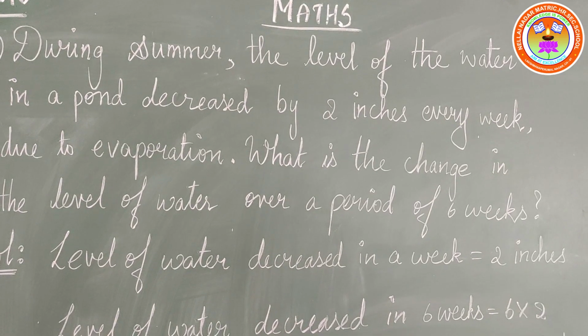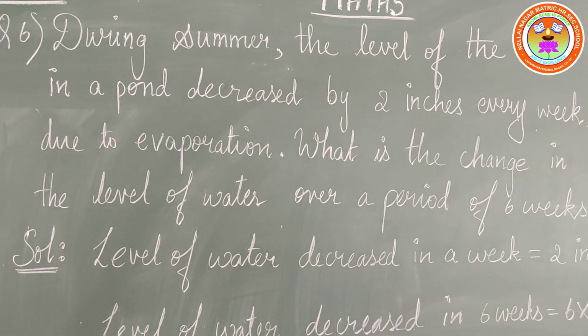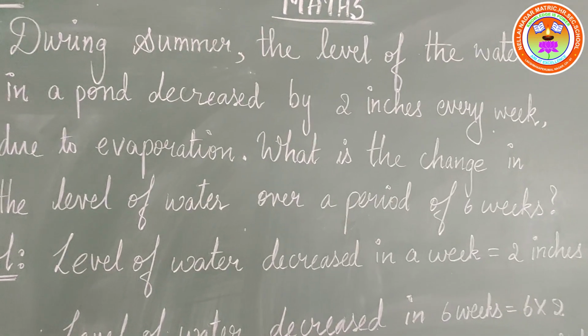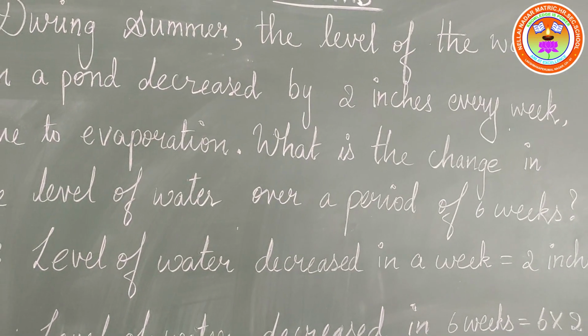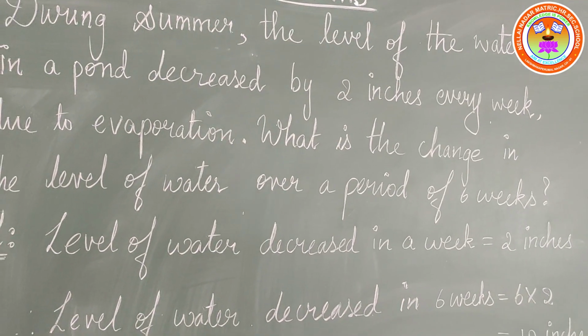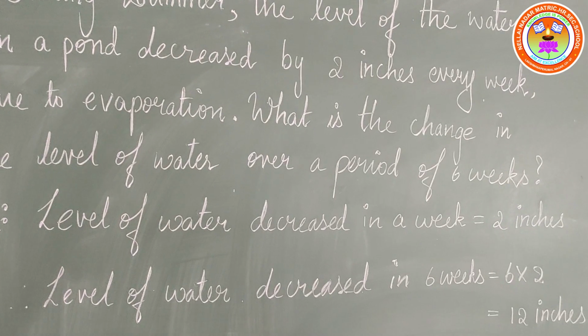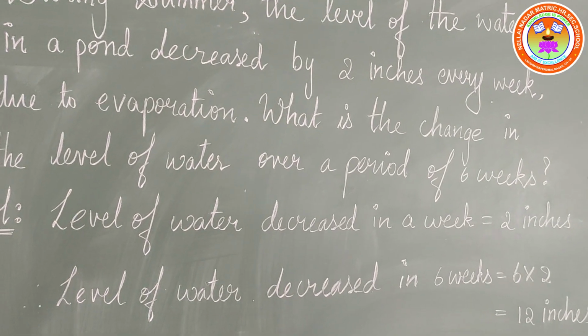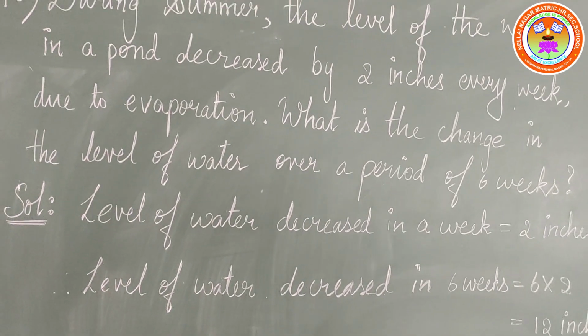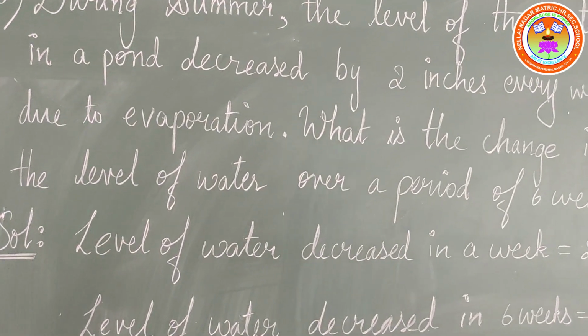So for every week there is a decrease of 2 inches. Now they have asked for 6 weeks. So how will you find it out? If 1 week it is 2, then 6 weeks how much? 6 into 2. If I do like that, can I find out what is the level of water? Yes. So we'll start with the question statement.